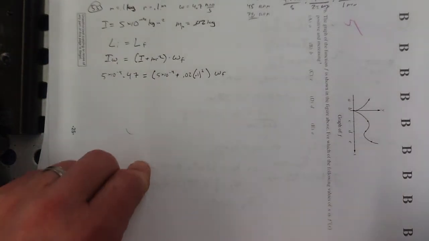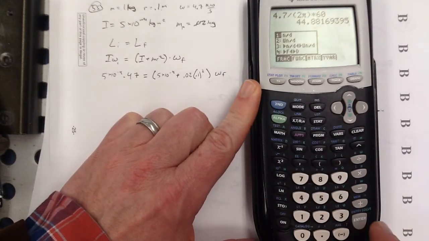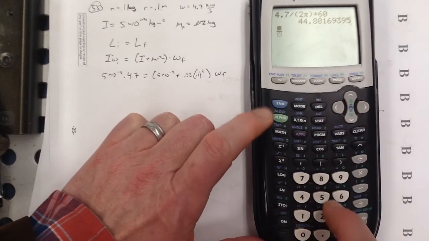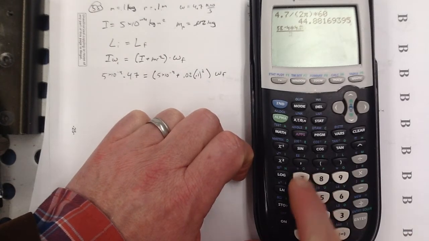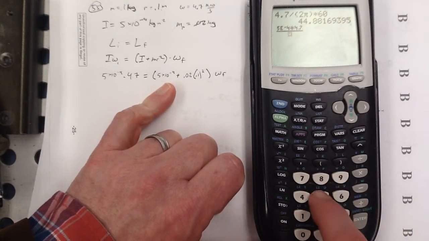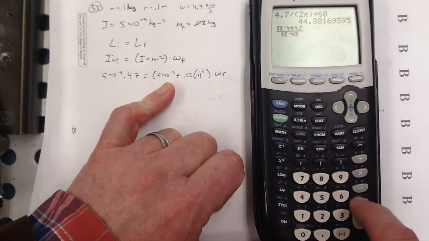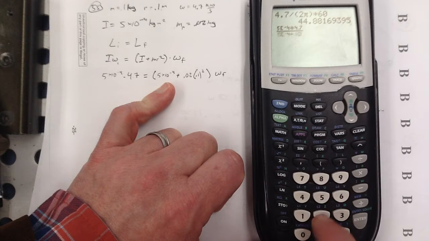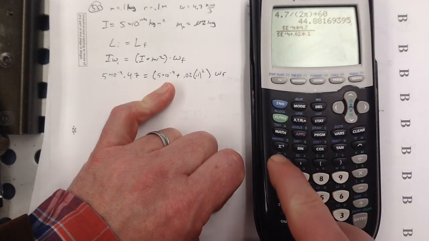Time for calculator. Let's make it look like a fraction. Should use that feature. I'm still not used to having one of these fancy calculators. So that's 5 times 10 to the negative 4th times 4.7 over 5 times 10 to the negative 4th plus 0.02 times 0.1 squared.